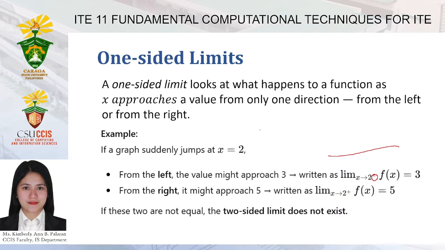So, coming from the left. In our Cartesian plane, when coming from the left, the numbers here are negative, so it moves toward this direction. When coming from the right, as you can notice below, it is positive. So, if these two are not equal, the two-sided limit does not exist.